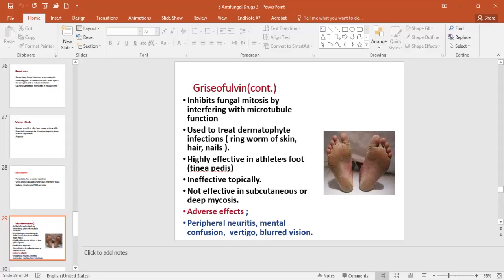It's ineffective topically and not effective in subcutaneous or deep mycosis. Adverse effects include peripheral neuritis, mental confusion, vertigo, and blurred vision.